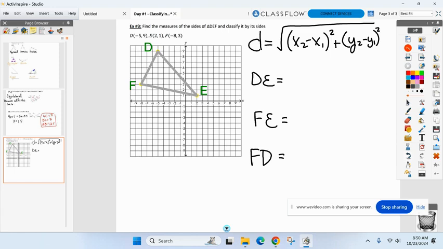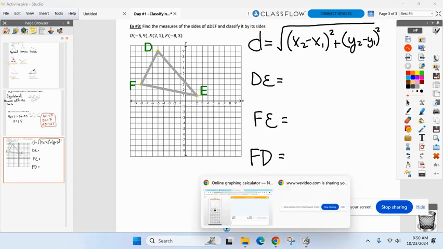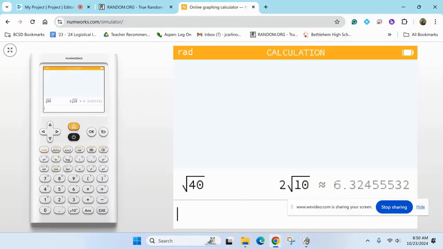Are we looking here? Ready to go? Compare our results. And then we'll decide what type of triangle it is before we end the day. Side DE. What do I have there? Okay. Side DE or ED, whatever you called it.